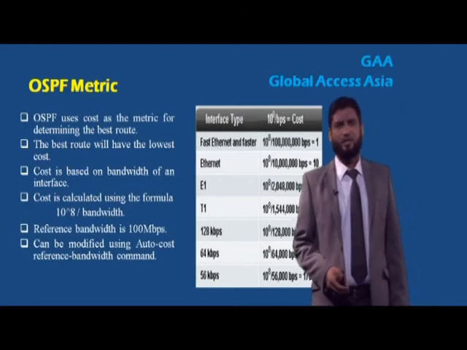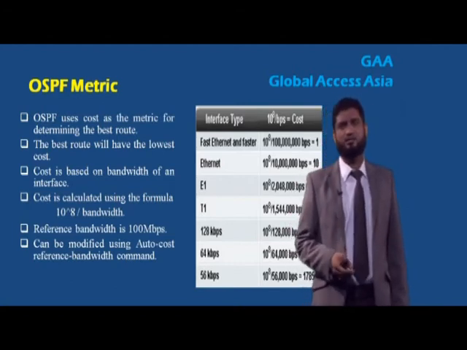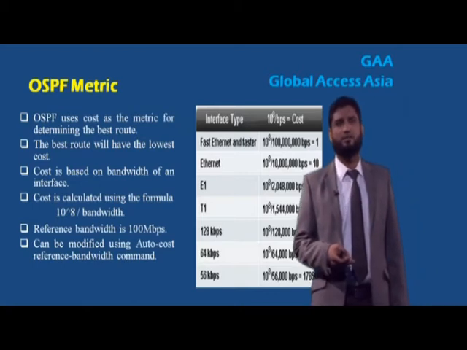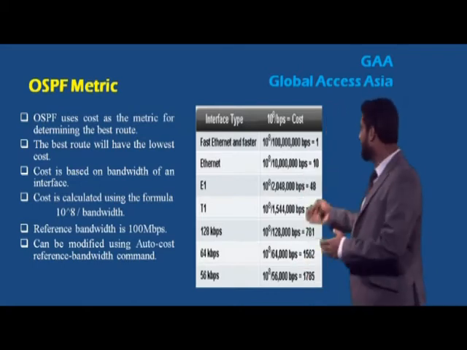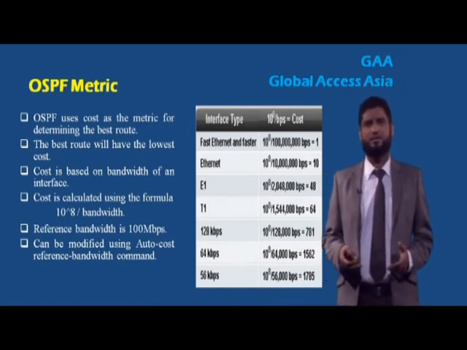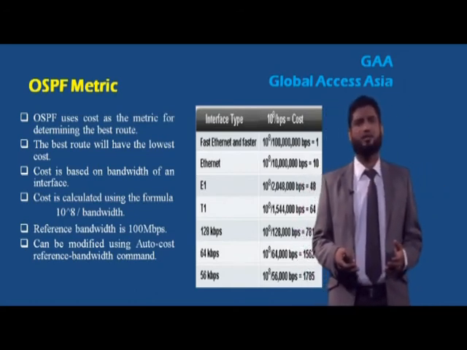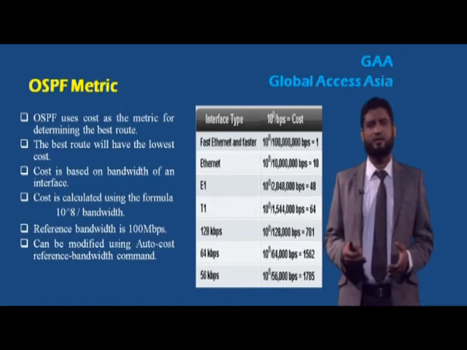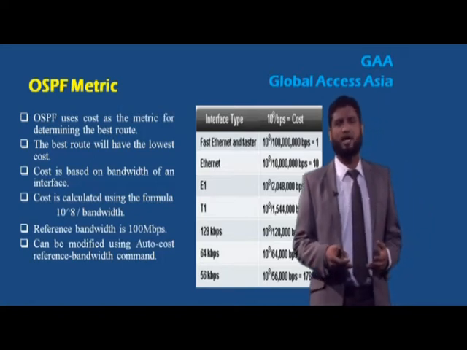OSPF metric, I discussed this a little bit earlier. OSPF uses cost as the metric for determining the best route. You can see here on the right side of the table there are some parameters. Okay, so very easily you can say this is the default here. The default reference bandwidth of EIGRP was 10 Mbps, and for OSPF it is actually 100 Mbps.